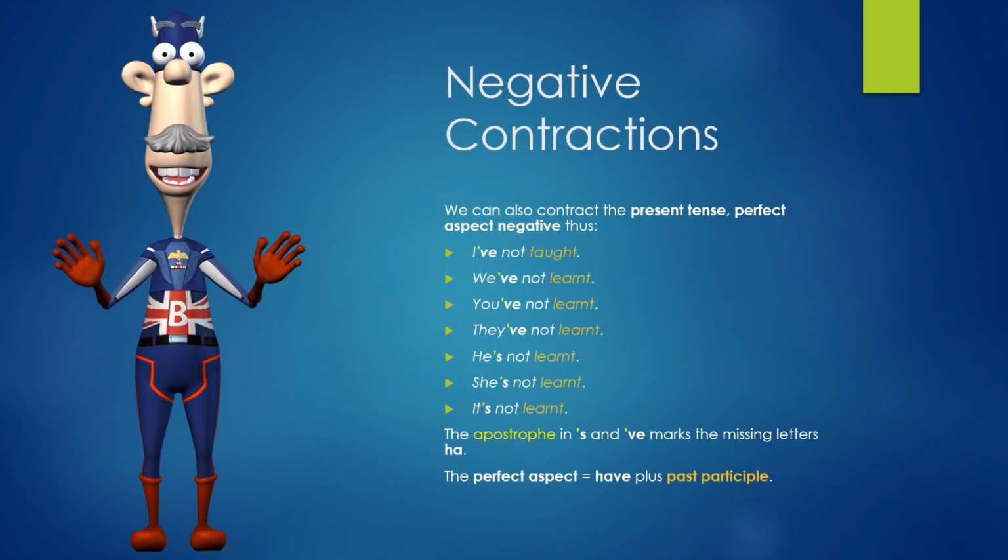Negative contractions. We can also contract the present tense perfect aspect negative thus. I've not taught. We've not learnt. You've not learnt. They've not learnt. He's not learnt. She's not learnt. It's not learnt. The apostrophe in apostrophe s and apostrophe ve marks the missing letters ha.